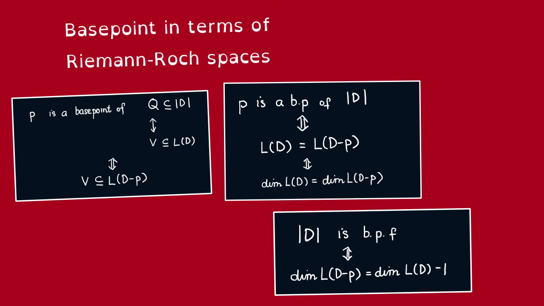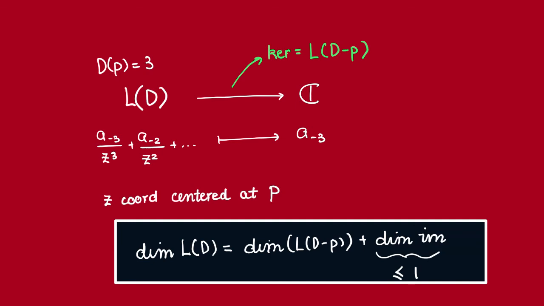Now, rephrasing this, we see that this complete linear system D is base point free, it doesn't have any base point, if and only if these two dimensions are not equal. But that will just mean that this dimension is going to be dimension of LD minus 1. So why is that? Why is this dimension either equal to dimension of LD or equal to dimension of LD minus 1? Well, that's because we can always view L of D minus P as a kernel of some linear map from LD to C.